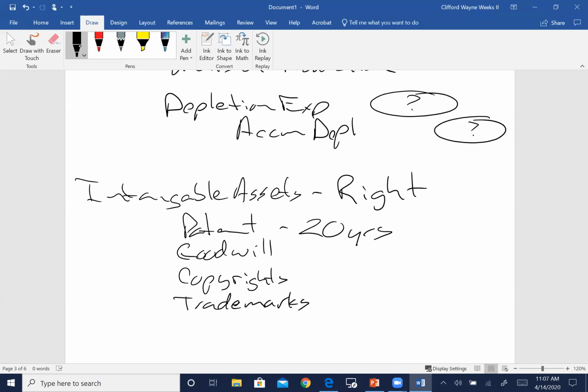Goodwill, all right, is when you buy another company, and you pay more for it than the fair market value of their assets. Again, I run through all these things. I think it's in part 4.